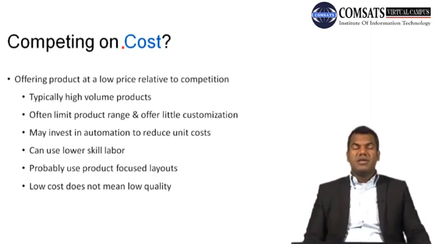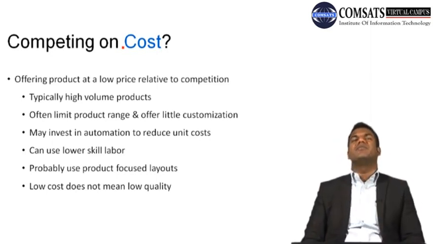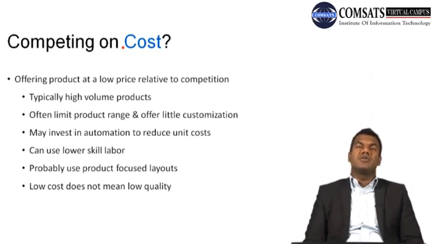So, number two, often limit product range, and offer little customization. जितनी ज़्यादा आपकी production line के अंदर customization होगी, उतनी ज़्यादा आपकी costs बढ़ रही होती हैं, because every customer has his own taste and style. So, अगर आपने अपनी cost को कम करना है, what we usually do is that we start offering less customization. We limit the product range; instead of increasing the product range we reduce it, and we offer little customization. With that, we are actually decreasing the cost.